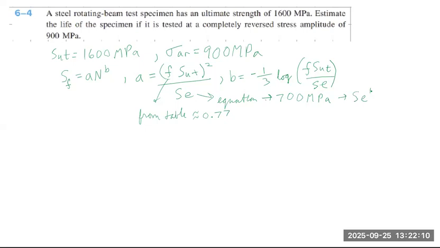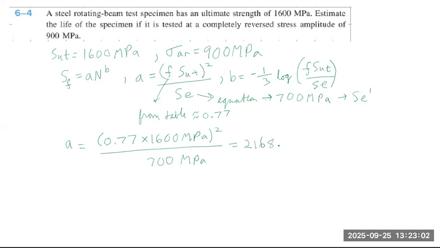All right. So now we have all the needed information to solve for A and B. So A will be equal to 0.77 times the ultimate strength, which is 1,600 megapascals, and all together squared over SE prime, which is 700 megapascals. And A will be equal to 2168.32 megapascals.